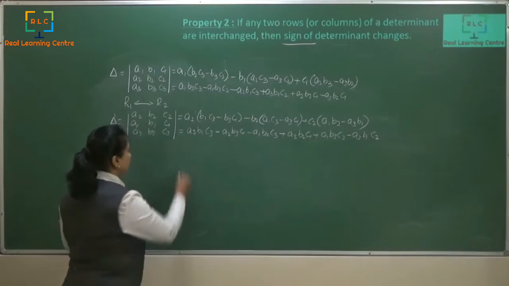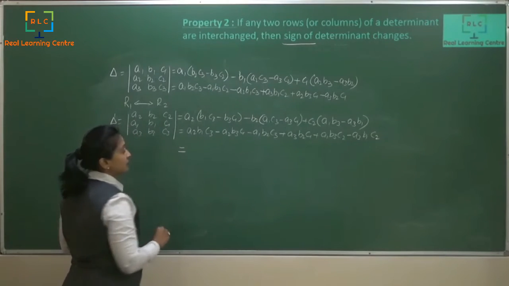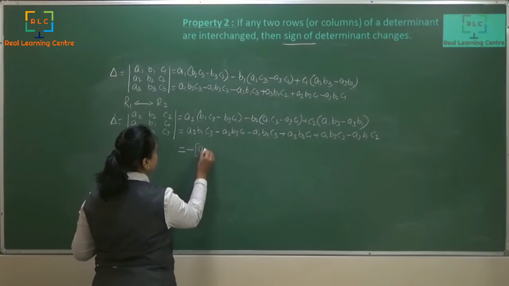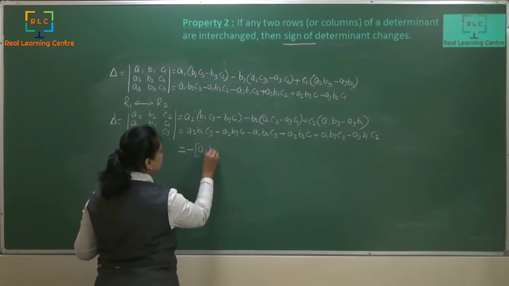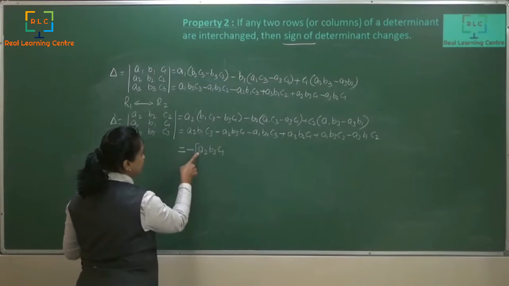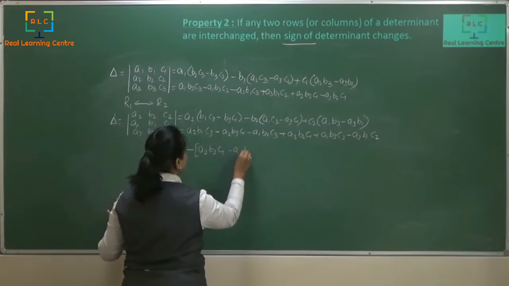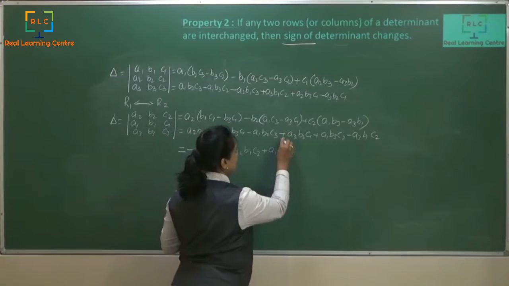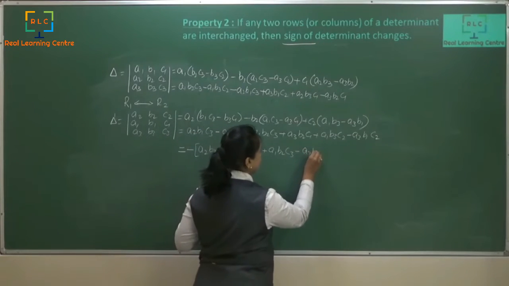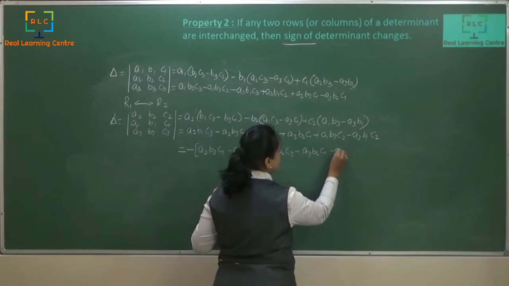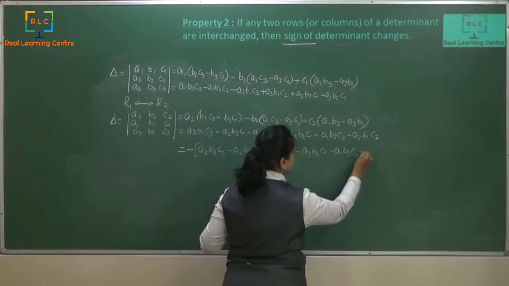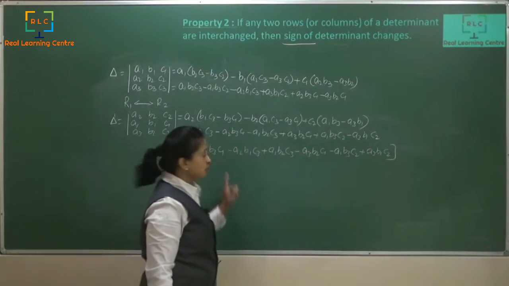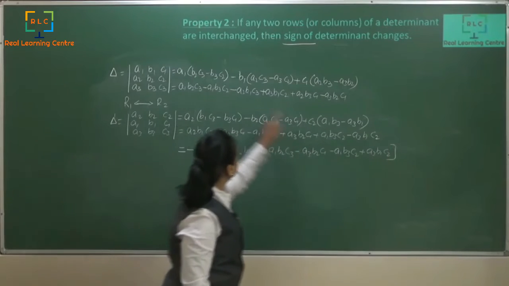So what I'll do here, to prove that delta dash is equal to minus of delta, I shall take out minus common and you will get A2 B3 C1. This minus I made as plus. This becomes minus A2 B1 C3 plus A1 B2 C3. This plus becomes minus A3 B2 C1. This becomes minus A1 B3 C2 plus A3 B1 C2. And now this is nothing but our previous delta.